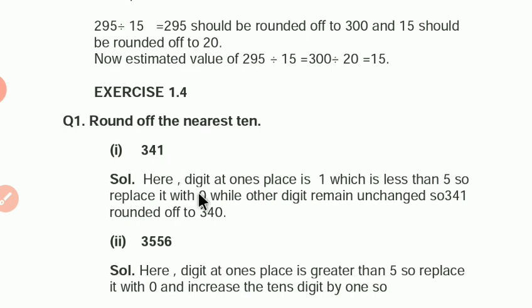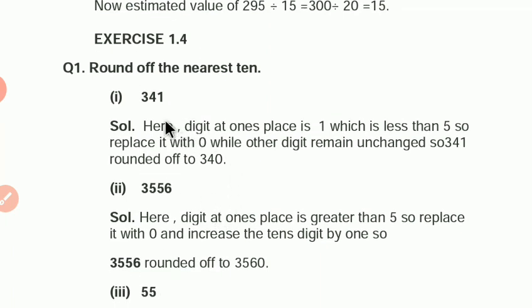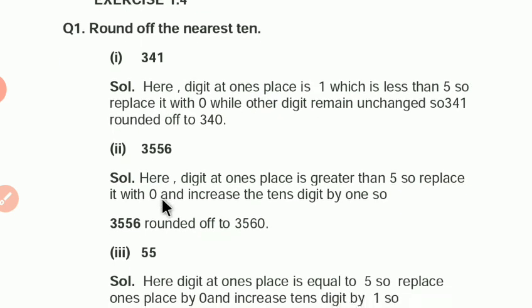Here you can see that at the ones place the digit is 1, which is less than 5. It means you have to replace 1 by 0 and 34 will remain as it is. There will be no change. So 340 is near to 341.